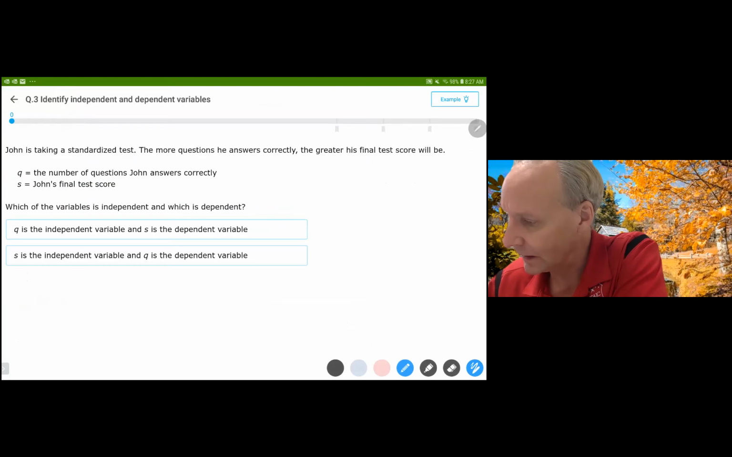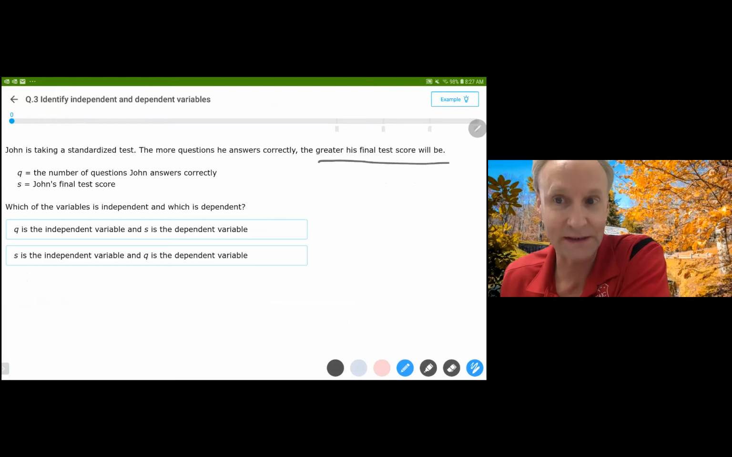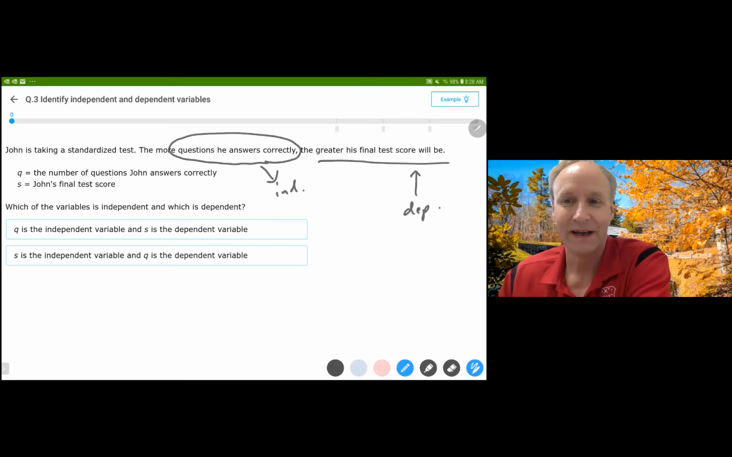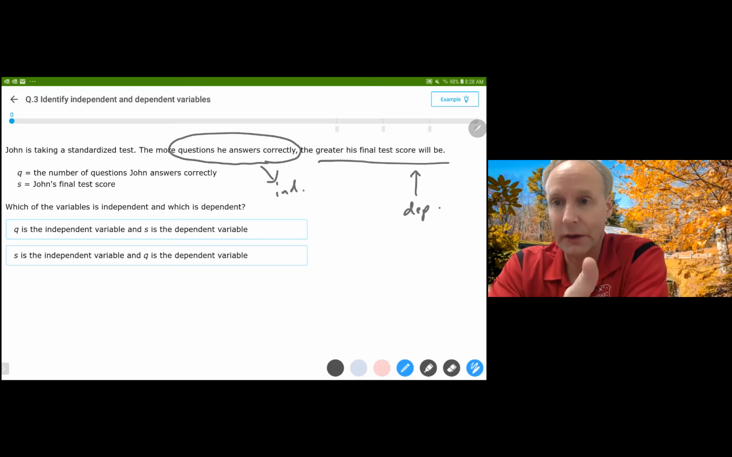Okay. The grader his final test score will be. His final test score, it's saying, depends on how many questions he answers correctly. So the number of questions he answers correctly is the independent variable, and the dependent variable is his final score on the test. It doesn't work like this. He doesn't get to decide, oh, I'm going to get a 90 on my test so that the person will put a certain number of correct questions on the test for him. It works the other way around.